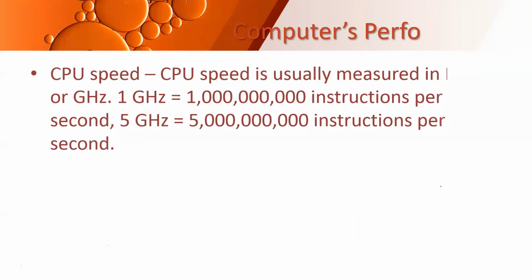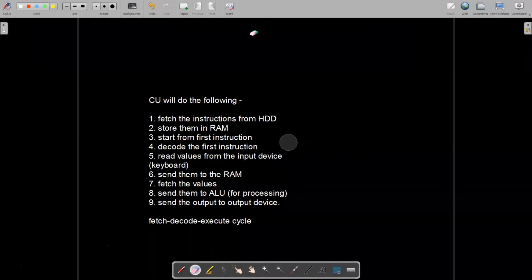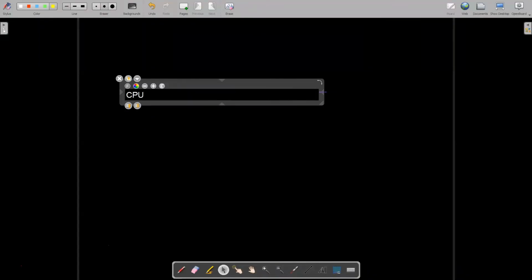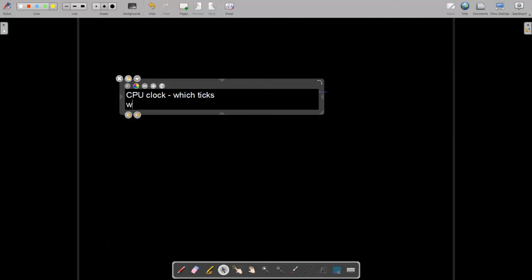Next is computer's performance. How is CPU speed measured? Normally CPU speed is measured in megahertz and gigahertz. It is actually referred to as clock speed. There is a CPU clock, students, which ticks. With every tick, an instruction is executed.